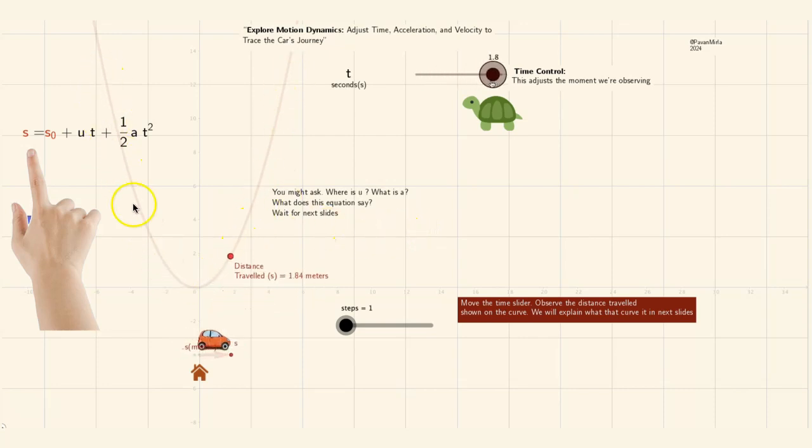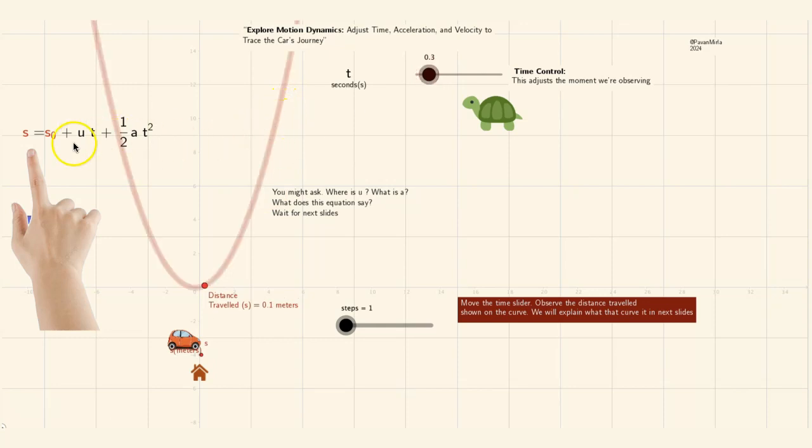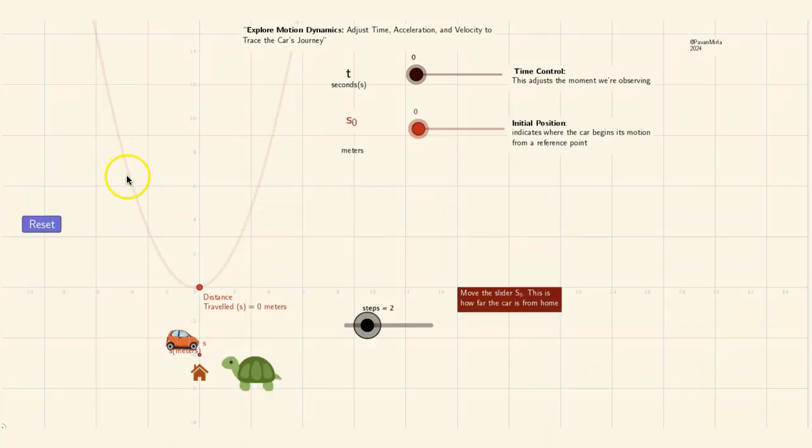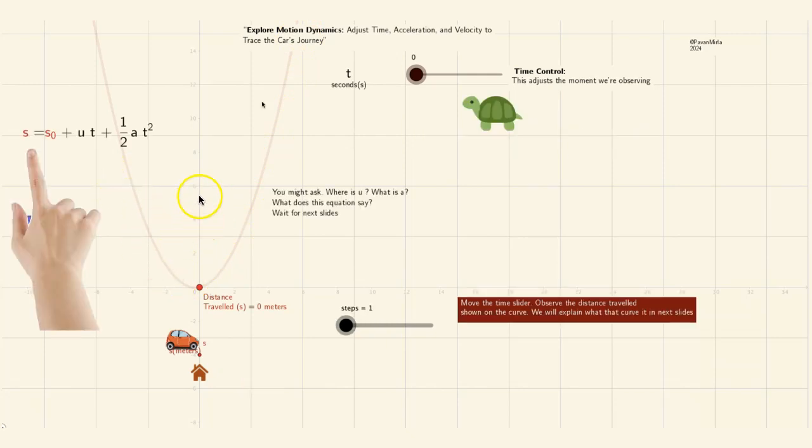This is called the position curve. It follows the formula S equals initial distance plus velocity times t plus half of acceleration times t squared. Since we have t squared, this red curve looks like a parabola, a quadratic. This shows how far the car has traveled from its starting position.